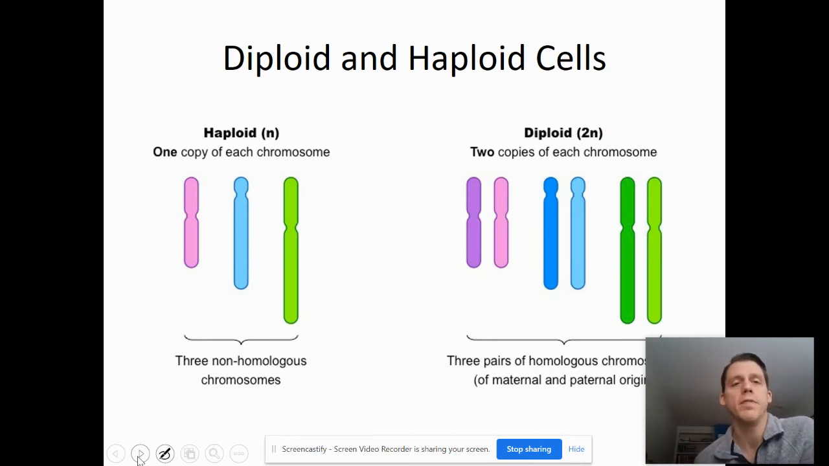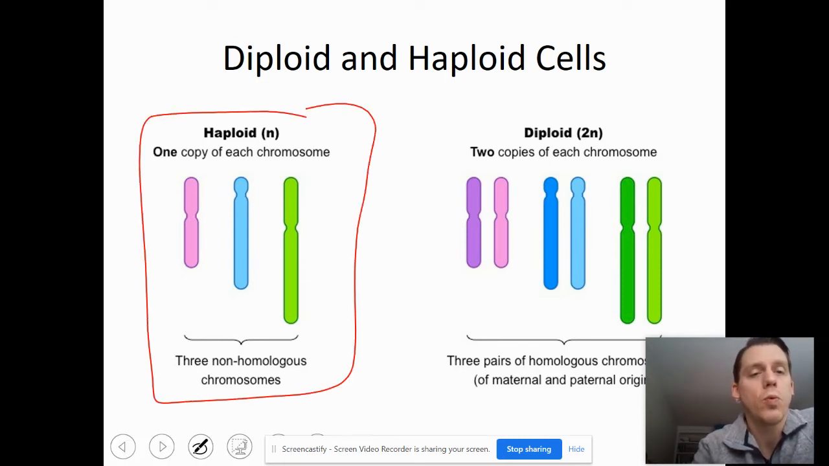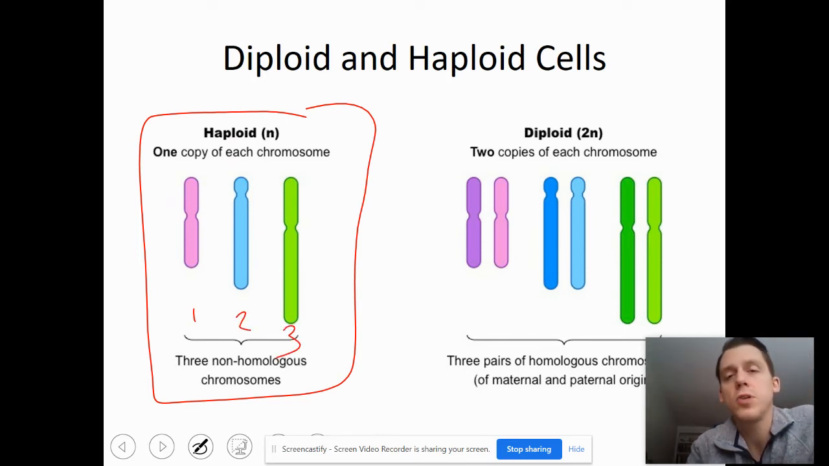All right, here would be a visual difference. So here's haploid. So each one of these is a chromosome. And we have 3 chromosomes here. Right, we have 1 and 2 and 3. And those chromosomes don't appear to have a pair, do they? They're unpaired.